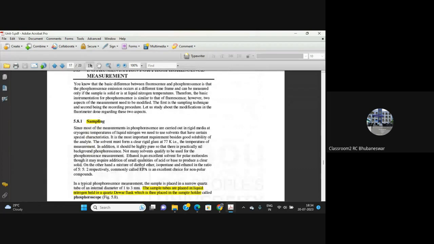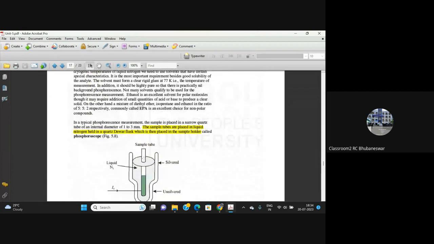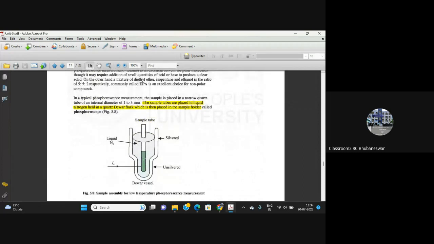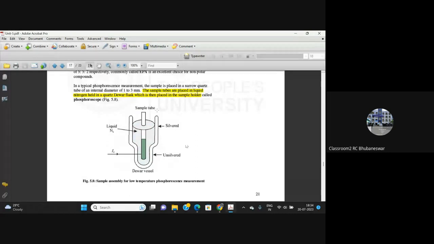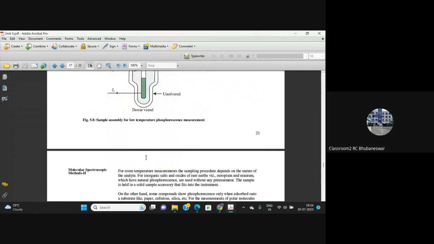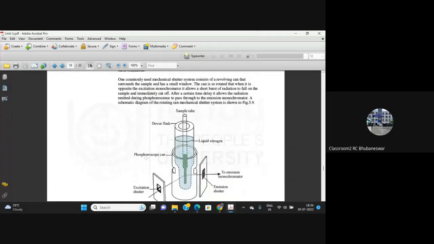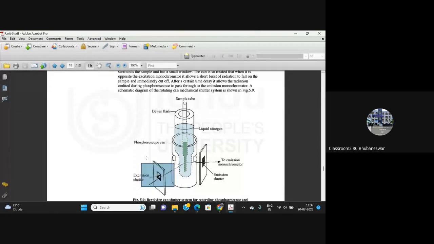No problem. For phosphorescence also there is a sampling technique, but phosphorescence mostly we need to study at low temperature so that you get a very good signal. Quenching will be minimal there. The sample tubes are placed in liquid nitrogen held in a quartz Dewar flask, which is then placed in a sample holder called a phosphoroscope. You just put the sample tube in. Then the recording procedure is almost the same. The excitation radiation goes into the sample holder, then the emission monochromator will be there, and you will be studying the emission.